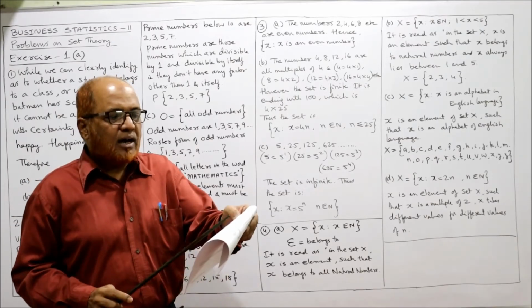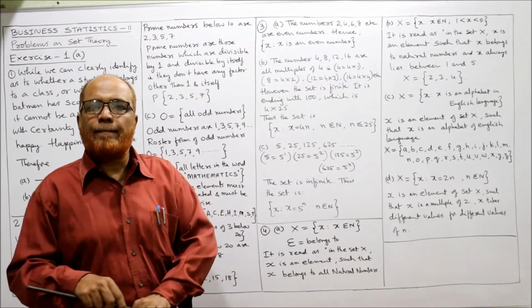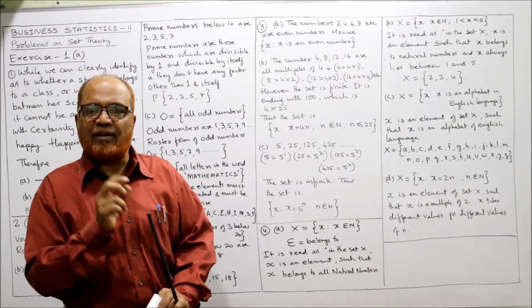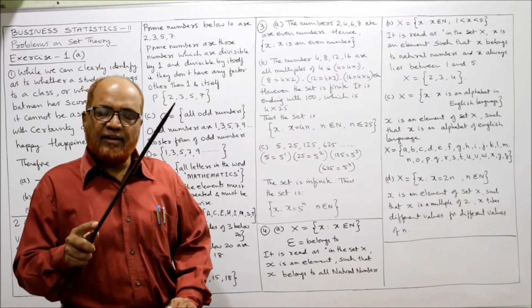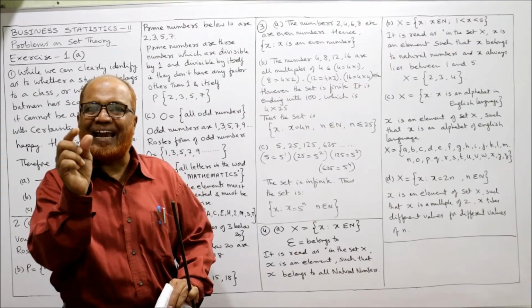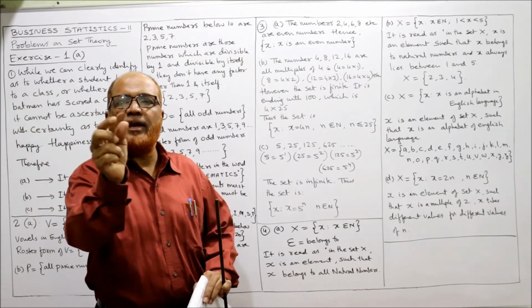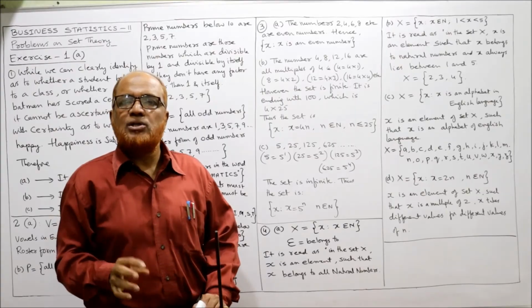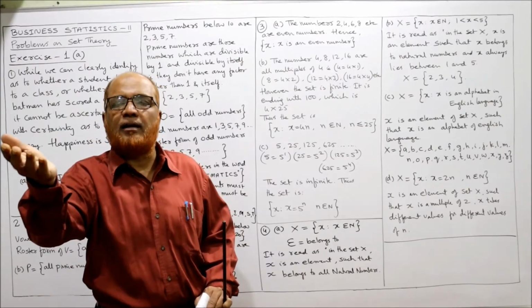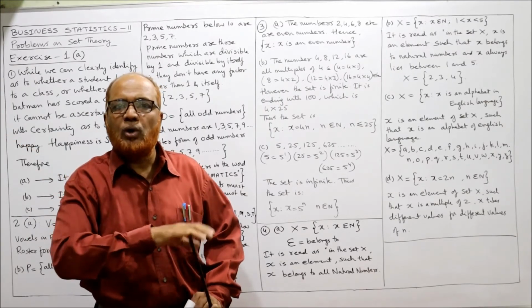But the limit is, it is going up to 100. That means n goes up to 25. If you take 4 into 25, it will be 100. So we are not going beyond 100. Our limit is up to 100.